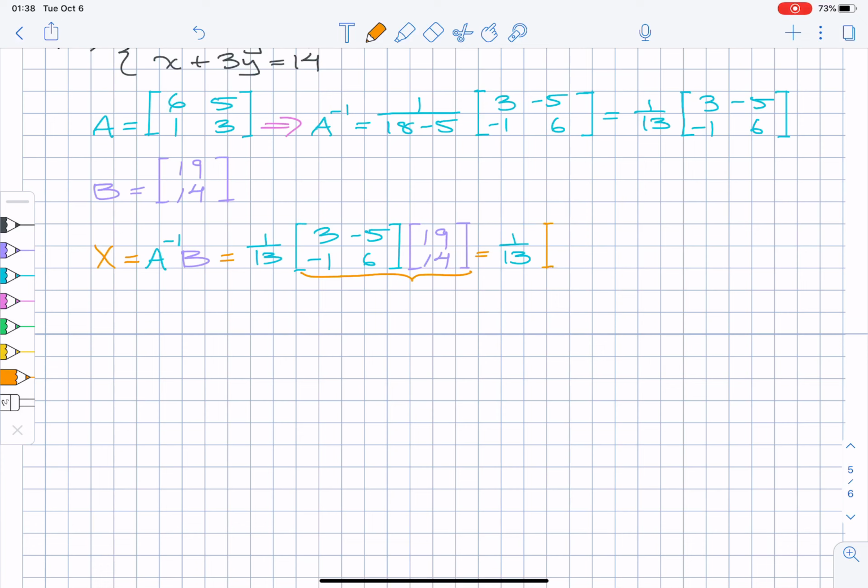So 3 times 19, well, if it were 20, 3 times 20 is 60, but I'm 3 shy, so that's 57, minus 5 times 14. Well, 5 times 10 is 50, and 5 times 4 is 20. So that's going to be 57 minus 70. So 57 minus 70 is -13. Okay, so now we have -19 plus 6 times 14. So that's going to be 60 plus 24 is 84. 84 minus 19. So that would be 65.